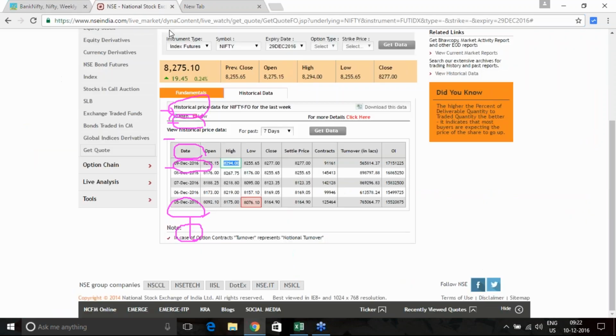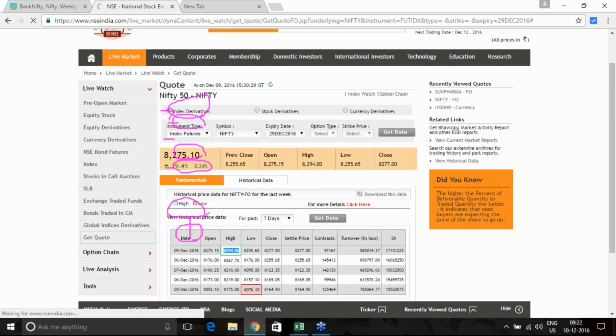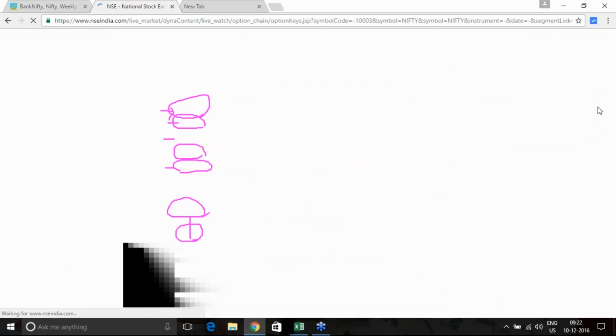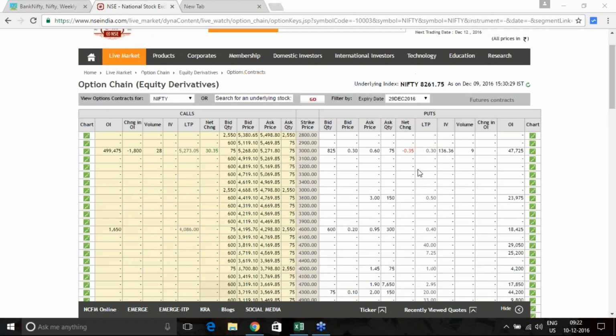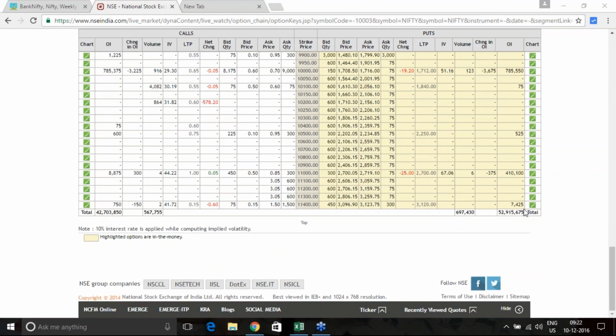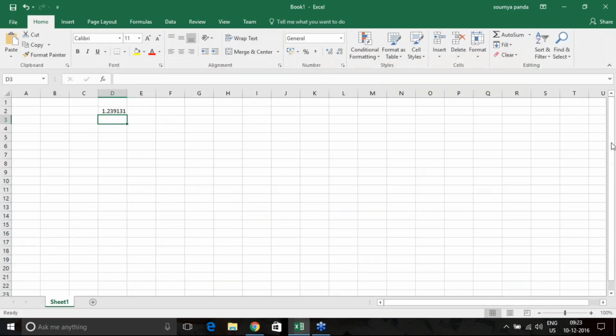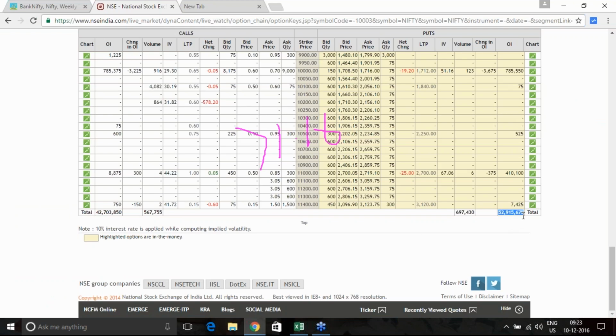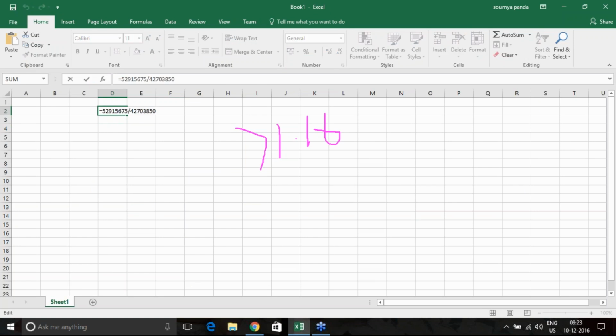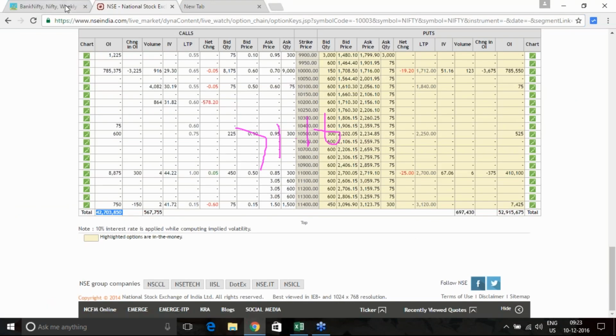And second, I have also told you about the put call ratio, as I have given in our YouTube channel, in the put call ratio analysis specific videos. Whenever the Nifty put call ratio crosses above 1.16, we say it is an uptrend. So 1.16 above, it is an uptrend. I have just taken the number of puts, 852,915,675, and divided by the number of contracts open, and got the put call ratio of 1.23 for the next week. So it suggests that the trend may be up.